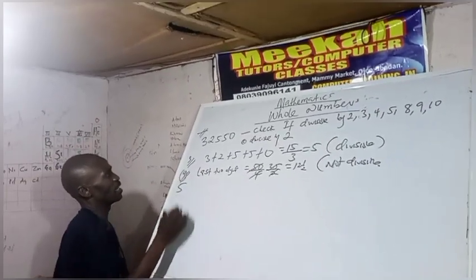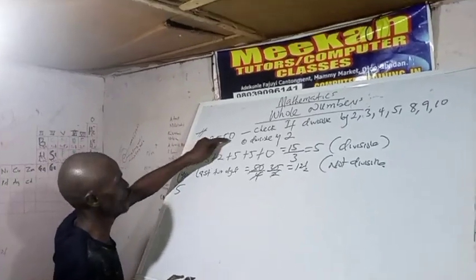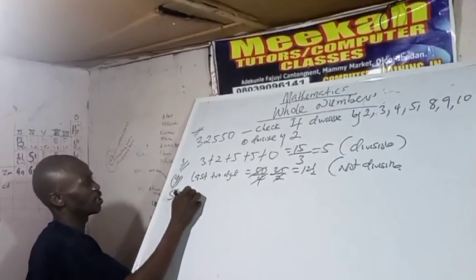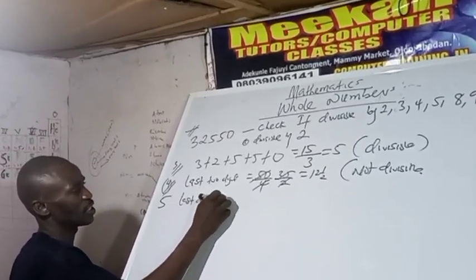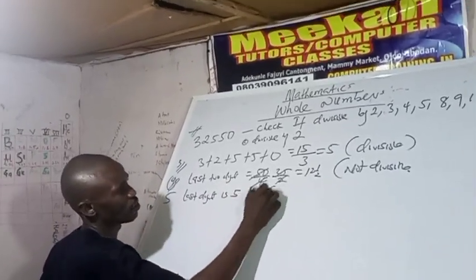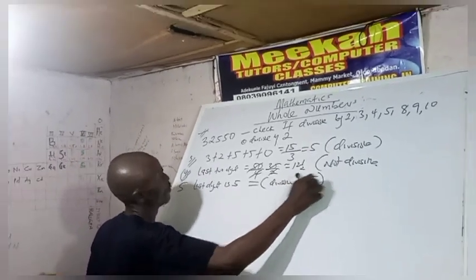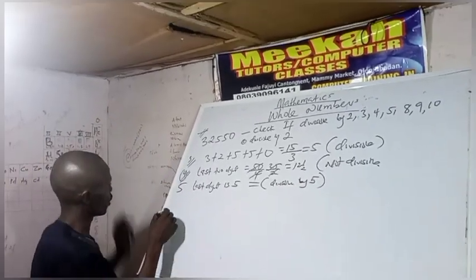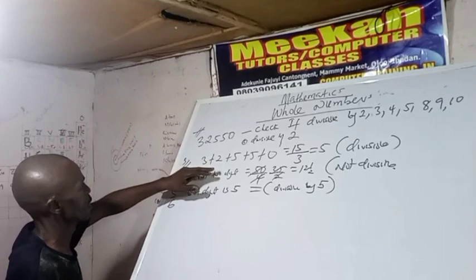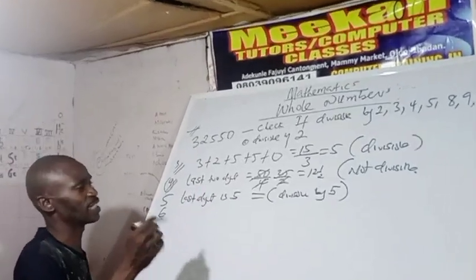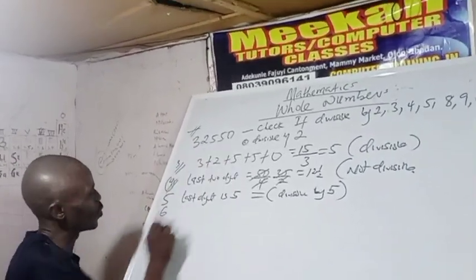Now, rule for 5: if the last digit is 5 or 0, you don't need to waste your time. The last digit is 5, so it is divisible by 5. Number 6: let's check if it is divisible by 6. What's the rule for 6? If the last digit is even. Is this one even? No.